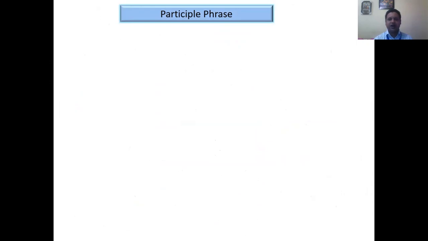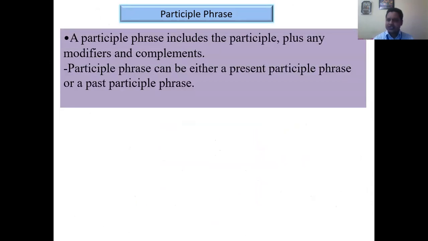Participle phrase. Now we will know about participle phrase. Students, you have already known about participles, present participle and past participle, and their uses. Now I'm going to discuss participle phrase. Let's see what a participle phrase is. A participle phrase includes the participle plus any modifiers and complements. It can be either a present participle phrase or a past participle phrase.